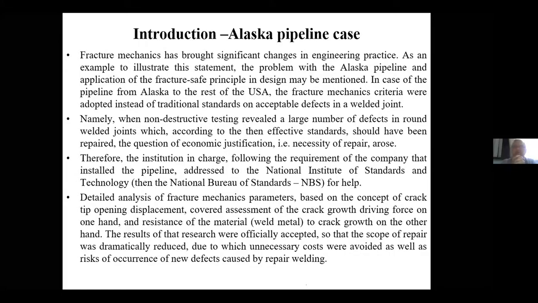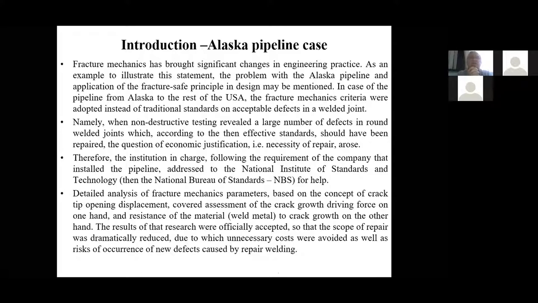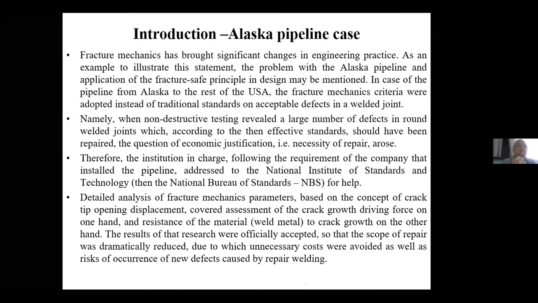Discovered a huge amount of non-acceptable defects. They were in welded joints, of course. So there was a difficult decision to be made. Is it really needed? Do they really have to repair them? Because the cost of repair was, well, almost the cost of a new pipeline.